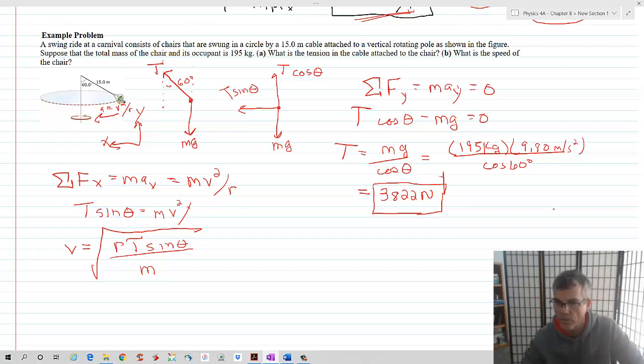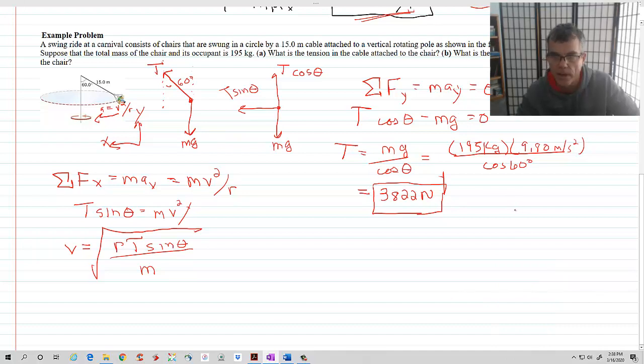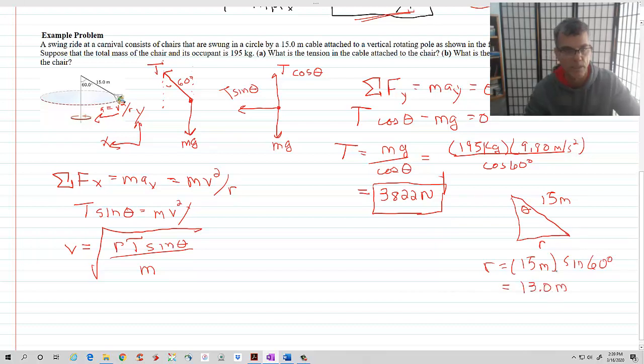So let me just do that over here on the right. Here's my hypotenuse, which is 15 meters. Here's my angle theta, which is 60 degrees. And r, the radius of the circular path, is actually right here. This is my opposite side to this angle. So what I get is r is 15 meters times the sine of the angle, 60 degrees. So the radius is actually 13 meters.